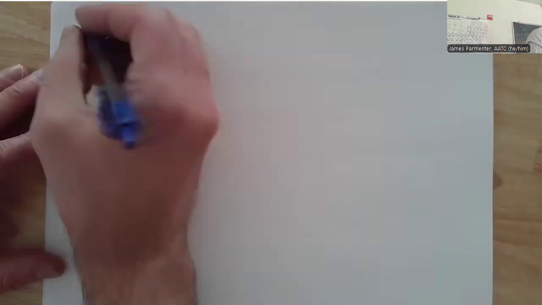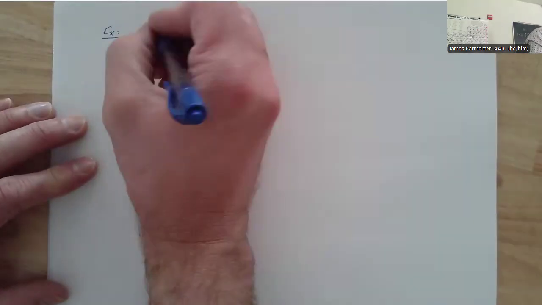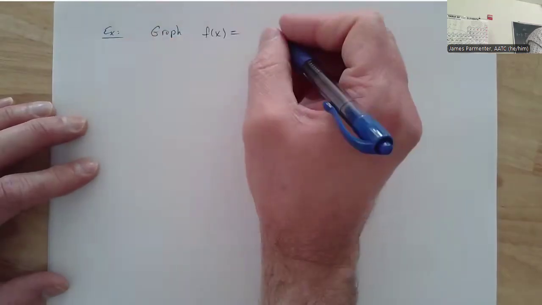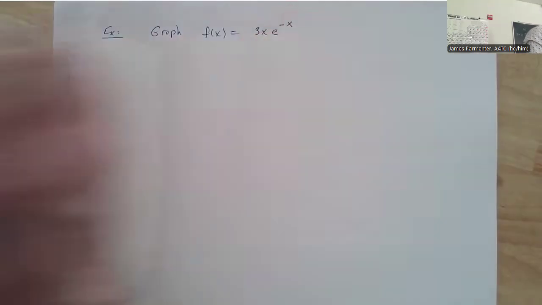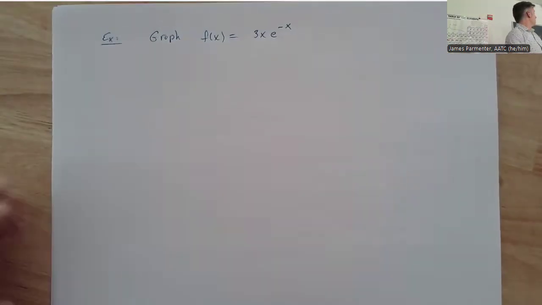Let's look at something like, yeah, we'll do this one first. Let's graph f of x equal to 3x times e to the negative x. So it's always the same process, right? We're always looking at the same things. Intercepts, asymptotes, first derivative stuff, second derivative stuff.